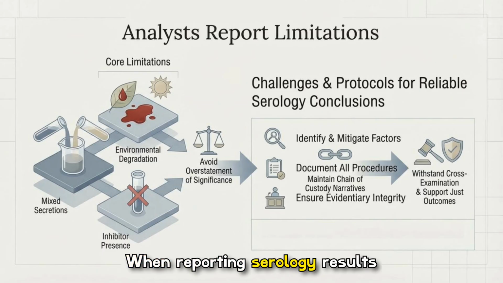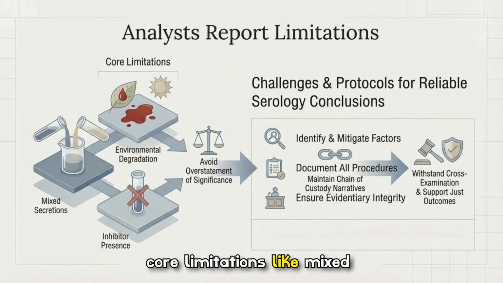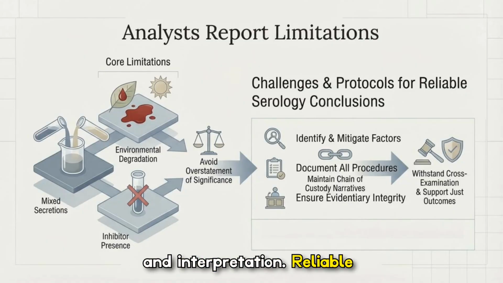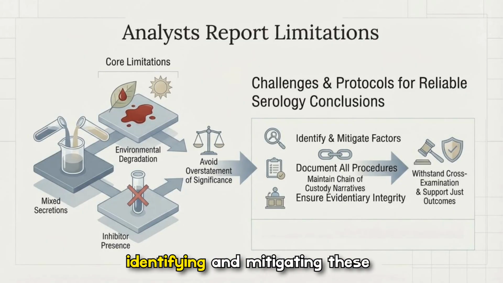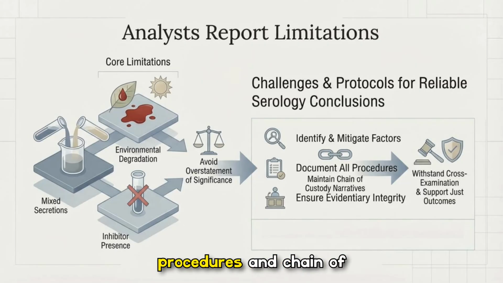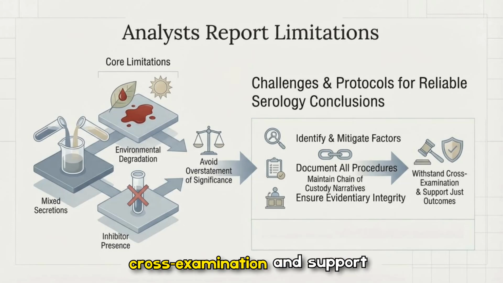When reporting serology results, analysts must acknowledge core limitations like mixed secretions, environmental degradation, and chemical inhibitors that affect recovery and interpretation. Reliable conclusions come from identifying and mitigating these factors, thoroughly documenting procedures and chain of custody, and avoiding overstatement of significance so findings withstand cross-examination and support just investigative outcomes.